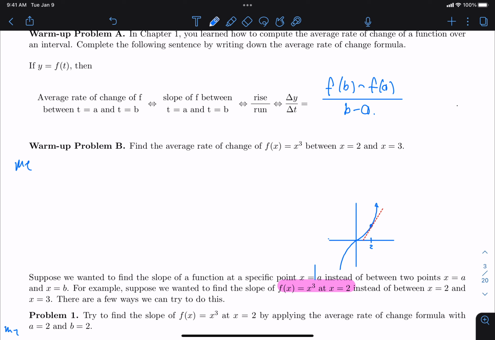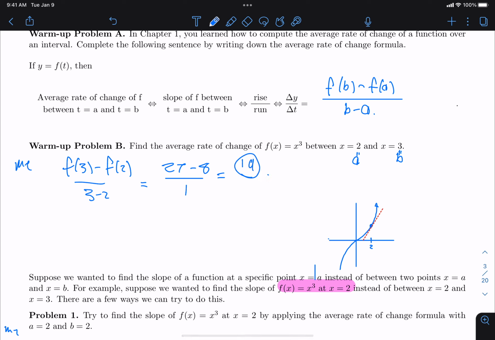So we'll do x cubed between 2 and 3. My b is going to be 3, and my a is going to be 2, and now I just need to plug into the formula. So f of b, that's f of 3 minus f of 2, all over 3 minus 2. If I cube 3, I get 27. If I cube 2, I get 8. And on the bottom, what do I get? Just 1. And then we subtract these things, and I believe we get 19 as our answer.